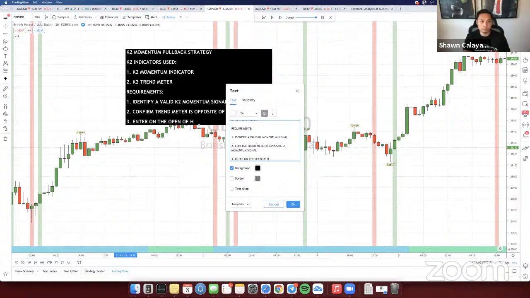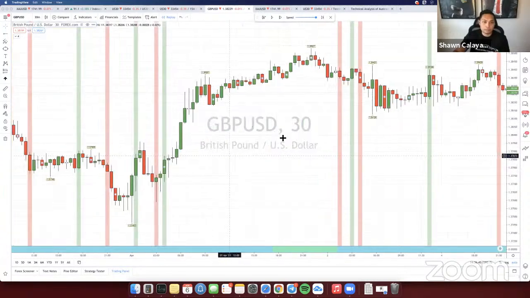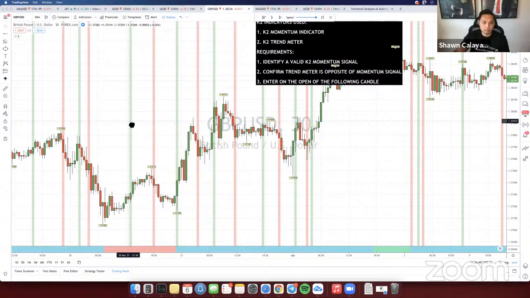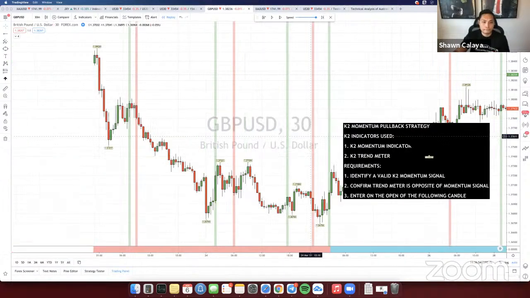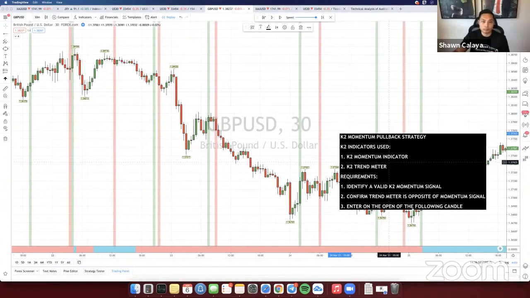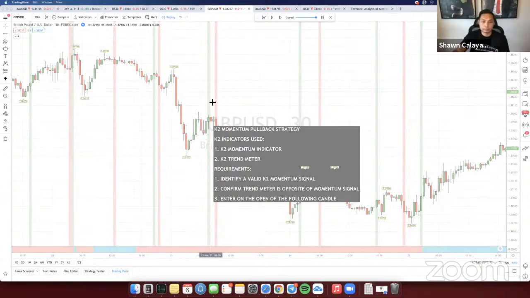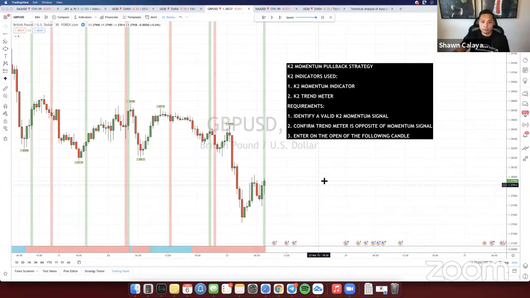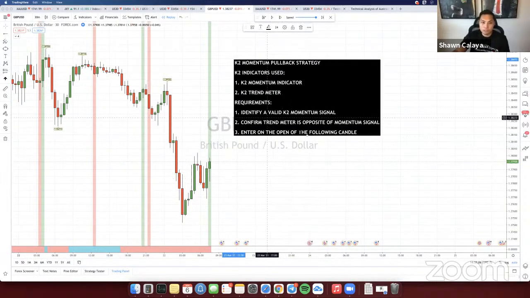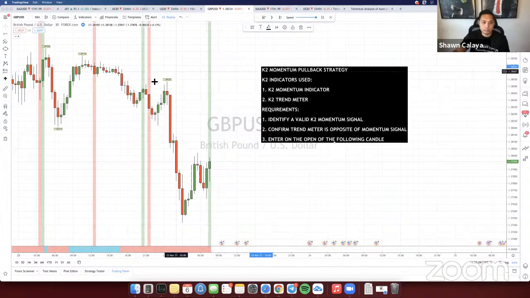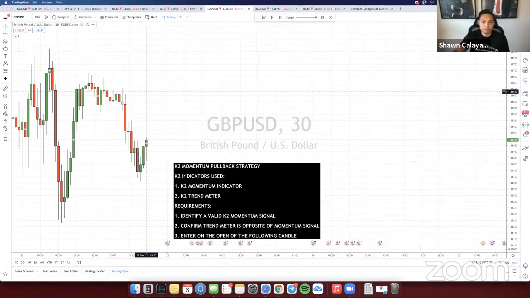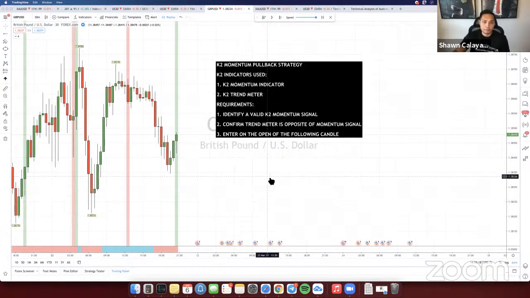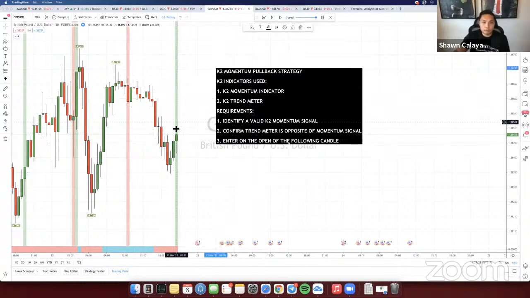You can enter on the open of the following candle. So looking at this right here, let me see if I could find an entry for you, and then I'll show you what it looks like. Okay, perfect. There's one right here. So let me go over here. All right, so right here, the indicators that we're using are going to be the K2 momentum indicators, which is going to be these vertical lines right here. We could actually go to this one here because there's two entries, so I can show you two back to back.